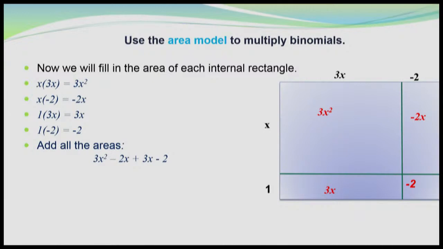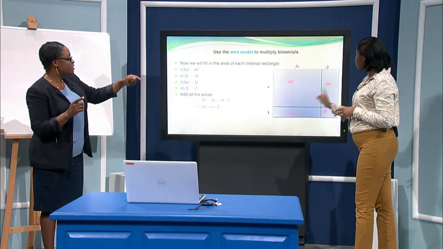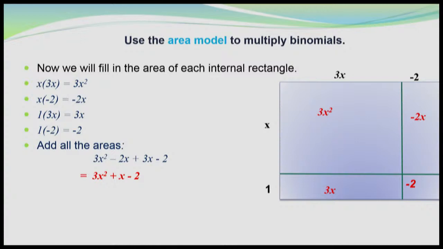As we did in the example before, we would add all these areas together. When we add, we have the 3x squared, negative 2x added to 3x, subtract 2. But I don't see how we get this x down here. How did we get this x? Again, you taught me well. It's the like terms. We are grouping the like terms. We have x and x, same variable, raised to the power of 1, same exponent. And so when we have negative 2x added to 3x, we have positive x.